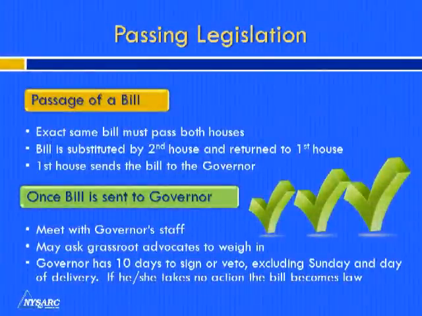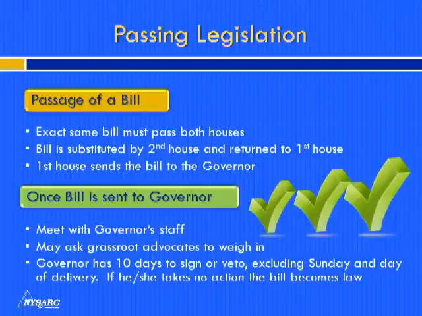Now let's talk about some of the technical aspects for passing legislation. First, the exact same bill must pass both houses. Therefore, the first house to pass the bill sends it to the other house. The second house performs a substitution, meaning, for example, that if the Senate passes its version of a bill first, the Assembly will take the Senate version, substitute it for its version of the bill on the Assembly floor, and pass it. Next, the Assembly must return the Senate bill to the Senate.